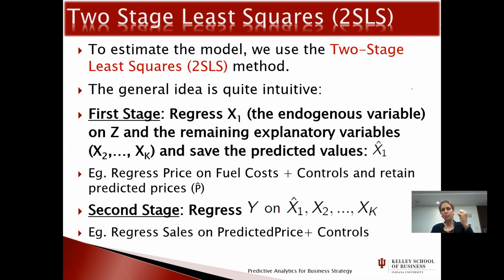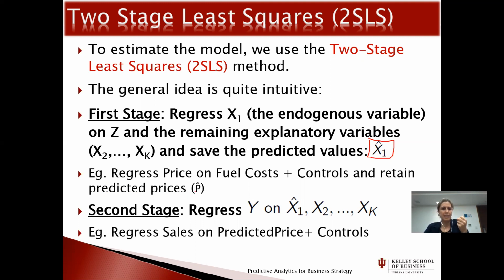I'm going to save the predicted values of this regression. I'm going to get rid of the residuals. I'm going to throw away the residuals and just use the portion of price that is explained by fuel costs, that is correlated with fuel costs. I'm going to retain those, okay? And we're going to call those X hats, right? Those are the predicted values, the ones you guys normally know how to get.